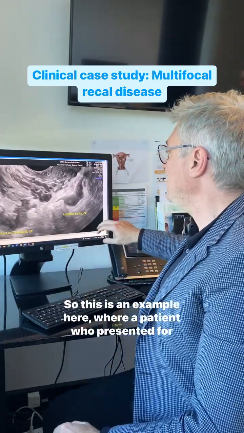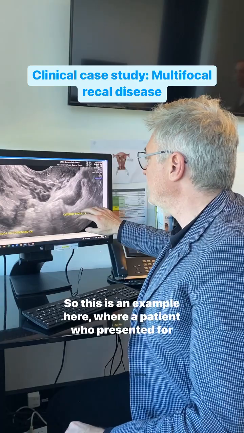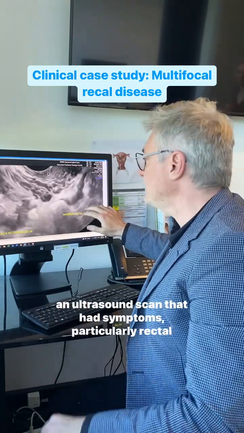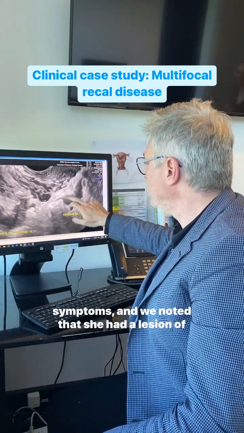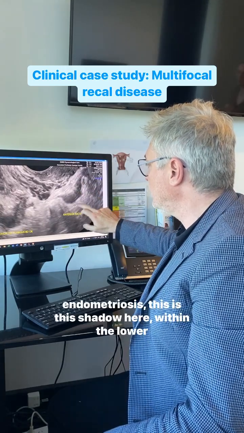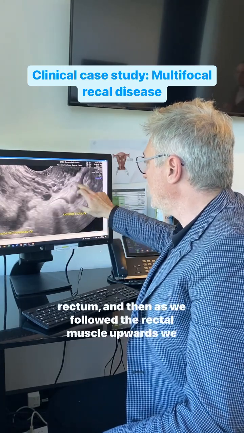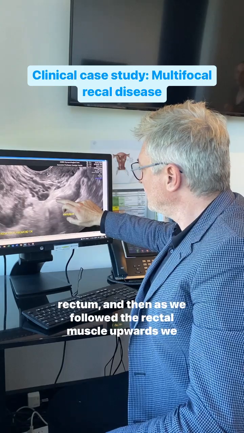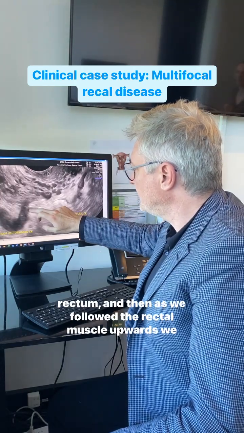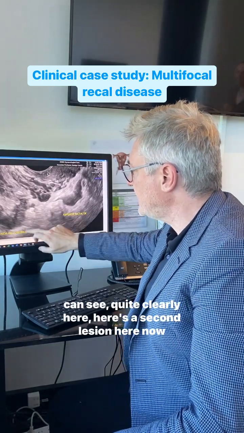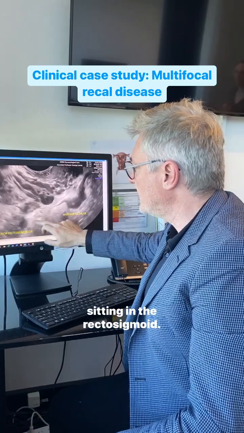So this is an example here where a patient presented for an ultrasound scan with symptoms, particularly rectal symptoms, and we noted that she had a lesion of endometriosis. This is this shadow here within the lower rectum. And then as we followed the rectal muscle upwards, we can see quite clearly here's a second lesion, now sitting in the rectosigmoid.